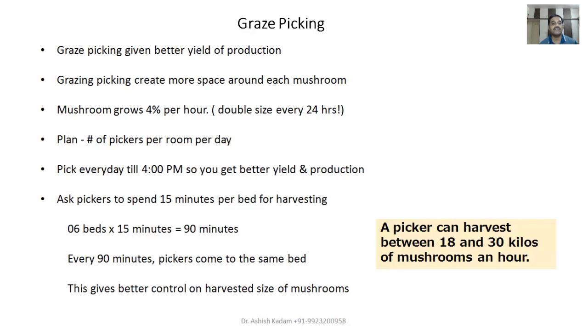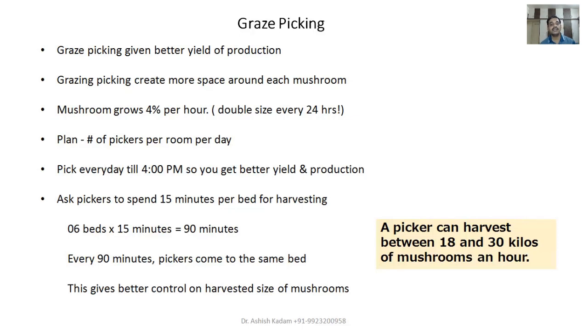So we have to collect the mushrooms of the right size. If you are spending more than 90 minutes, it means you are allowing them to pick lower size button mushrooms. So the right optimization of timing is very important. Every 90 minutes pickers come to the same bed. Suppose you have 6 shelves or 4 shelves, then only 4 pickers are required. And this will give better control on the harvested size of the mushroom.